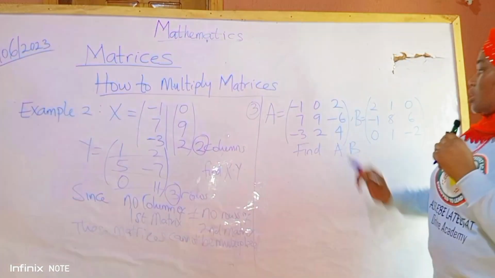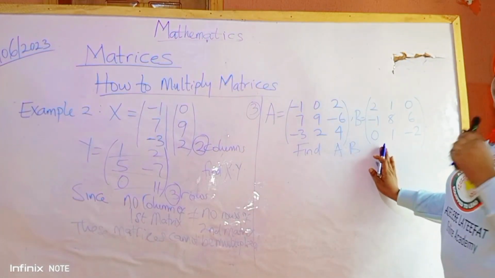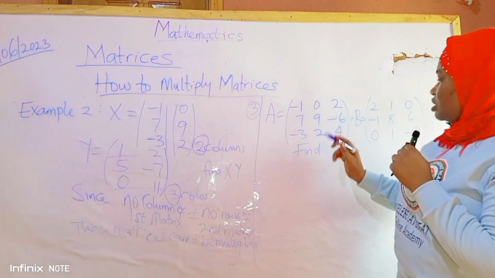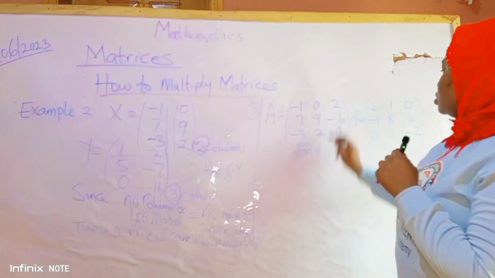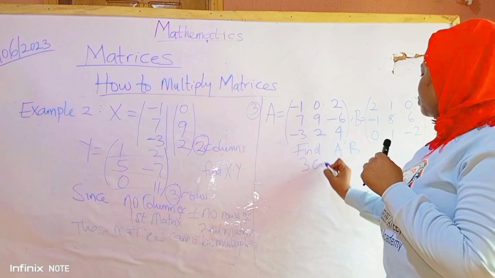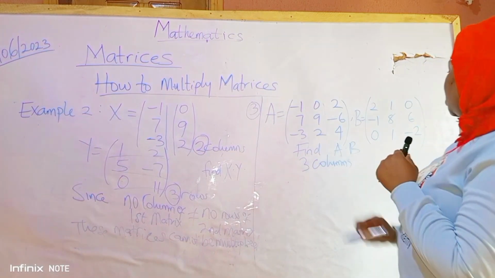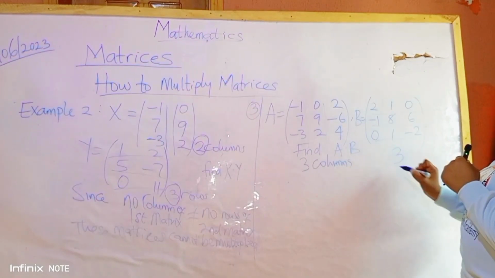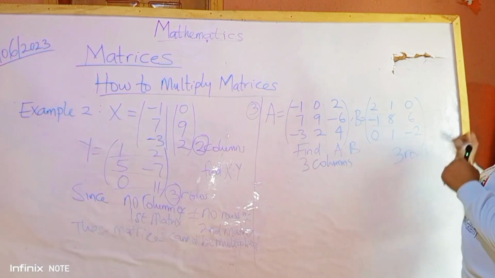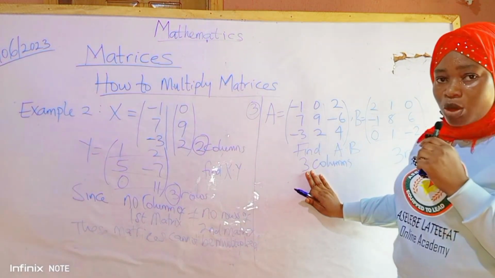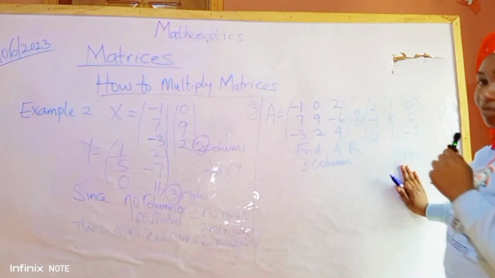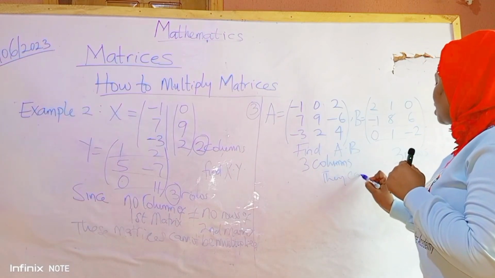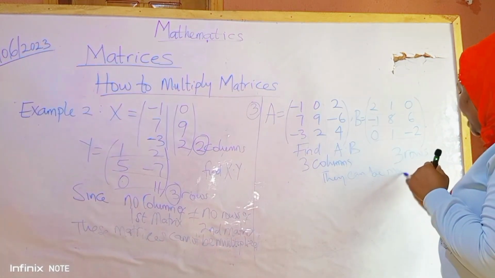So example 3, matrix A and matrix B. So we want to check whether they can be multiplied together. So the first thing is check the columns of the first matrix. 1, 2, 3. So this one has 3 columns. So check rows of the second matrix. 1, 2, 3. So it has 3 rows. So since the number of columns of the first matrix is the same thing as the number of rows of the second matrix, that means they can be multiplied together.